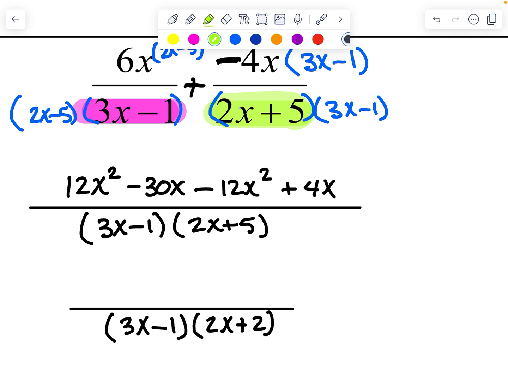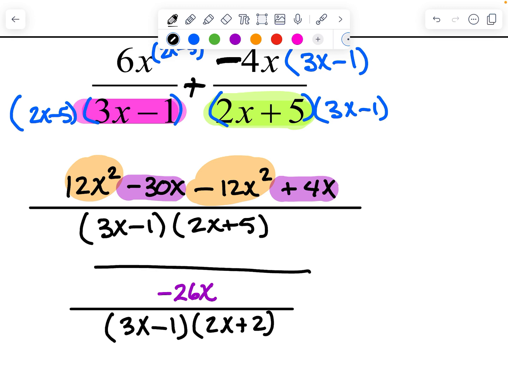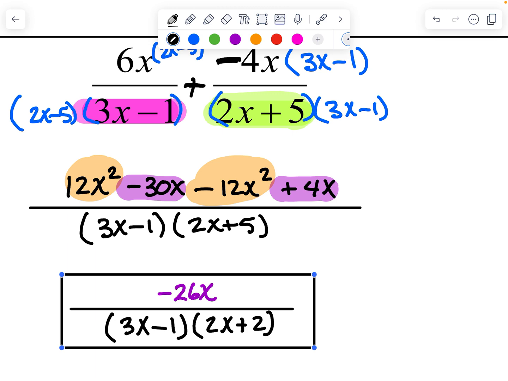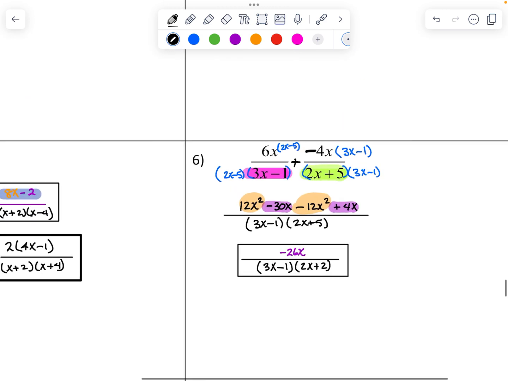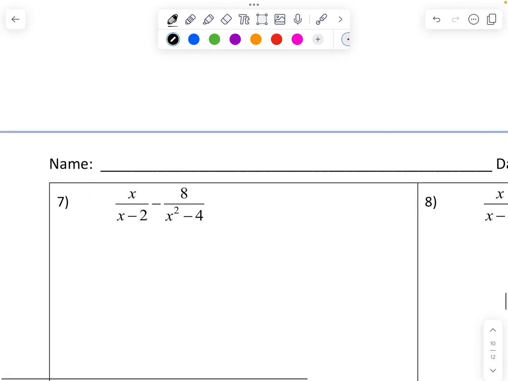Now when you combine like terms, 12x squared minus 12x squared cancel each other out. That's nice. Negative 30x and 4x are negative 26x. And so that entire thing is our answer. Okay.